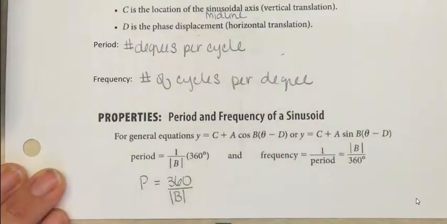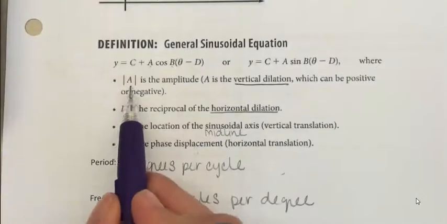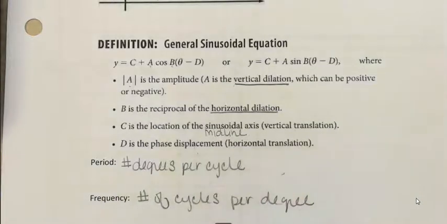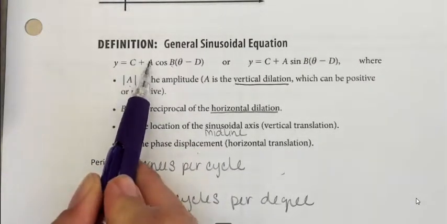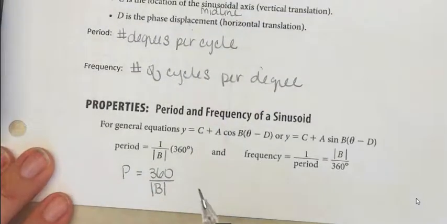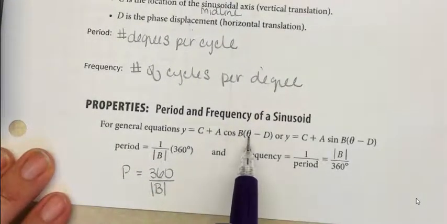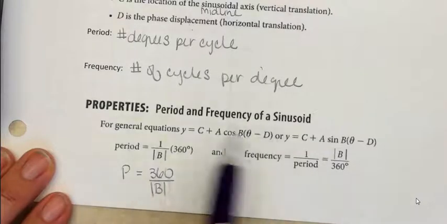If the inside of the function is negated, that's a reflection across the y-axis. So we don't really think about B and A in terms of positive and negative. If they're going to be opposite of what they should be, then it's a reflection. This would be a reflection in the x-axis. B would be a reflection in the y-axis, because B is right next to the input, right?